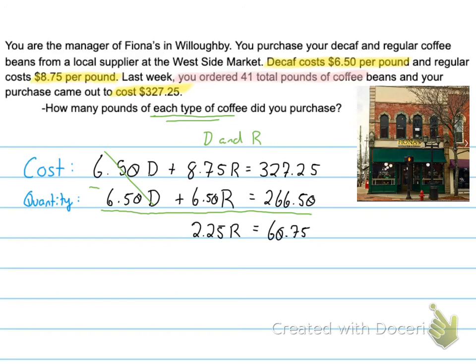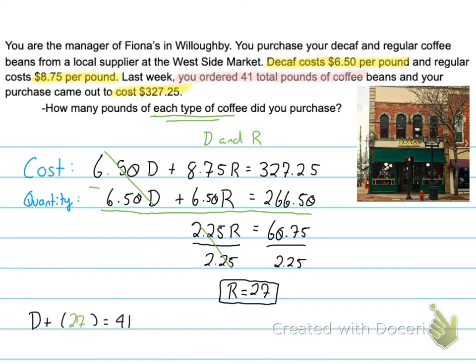Now I have an easy one variable equation. I'm going to divide. And then I get that R equals 27. So using that, I figured out I ordered 27 pounds of regular coffee beans. And what I'm going to do is plug it back in to solve for D. Personally, I would use the easier equation, which was my quantity equation. So I know that D plus R equals 41. Here, D plus 27 equals 41. From there, I could figure out that I purchased 14 pounds of decaf coffee beans.